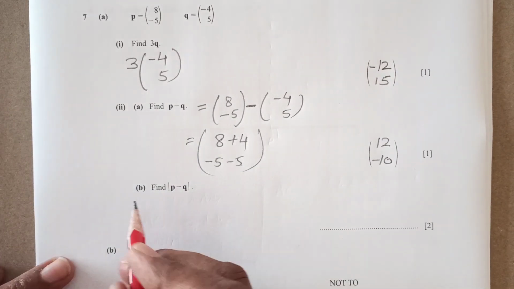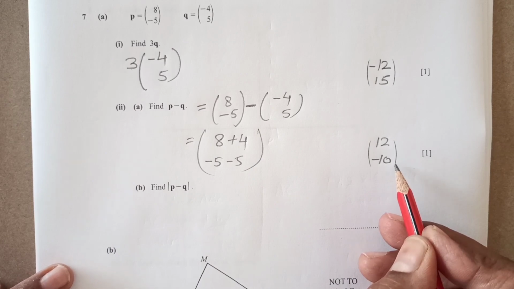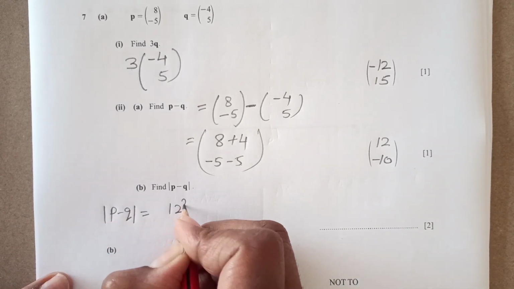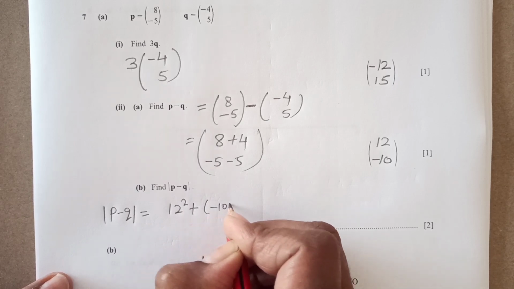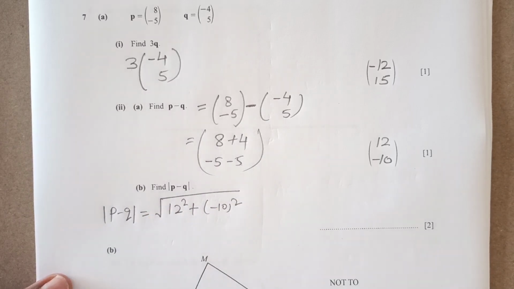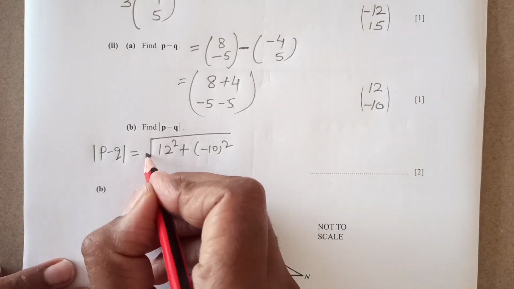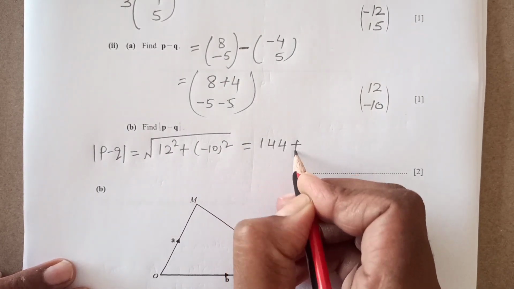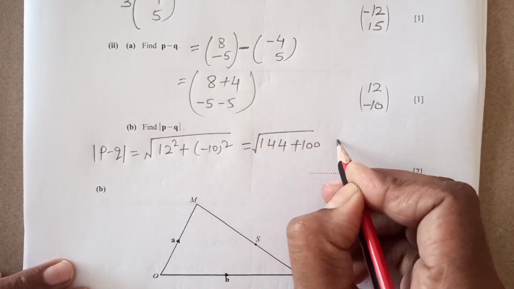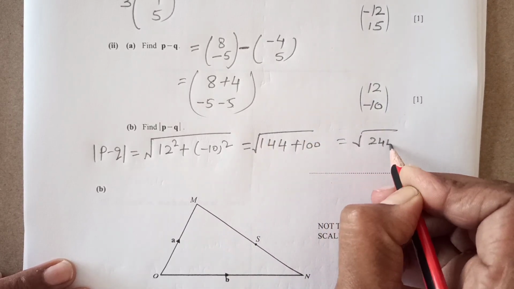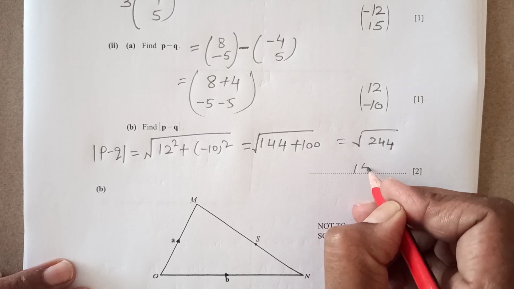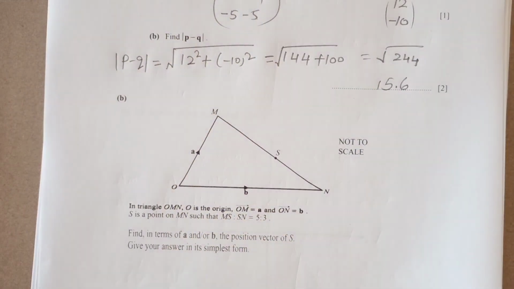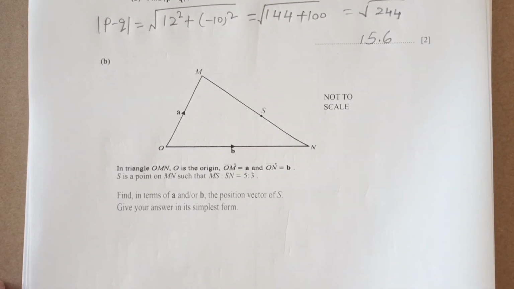Now find the magnitude of PQ. PQ is this vector now. PQ magnitude is going to be the square root of 12 squared plus -10 squared, by the distance formula, you can say. And so this is 144 plus 100, which is 244, and the square root of 244 is 15.6.